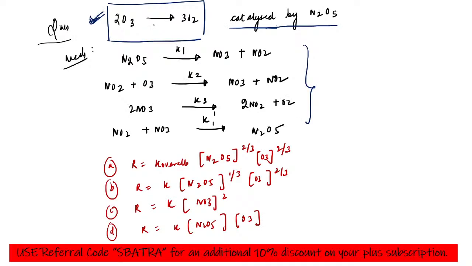Now what we have to find out is the correct option for the rate of reaction. So this is 2O3 and 3O2. How many steps are given? Four steps are given. For which step should I write the rate? For which step do we have to write the rate law? For the first, second, third, or fourth?